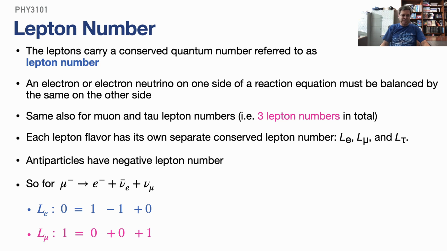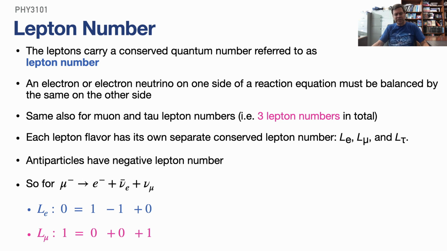What about the muon lepton number? Well, I do have a muon in the initial state, so we'll say that lepton number equals 1. The electron is not a muon type, so it has muon lepton number 0. The electron antineutrino, again, is not a muon type, muon lepton number 0, but the muon neutrino does have muon lepton number 1, and 1 does equal 0 plus 0 plus 1. So that works out, and that's the explanation.